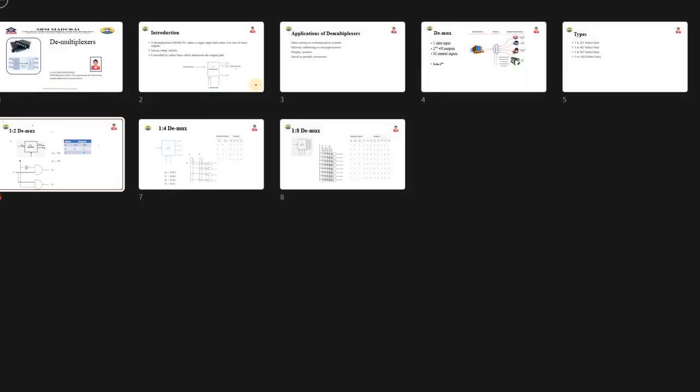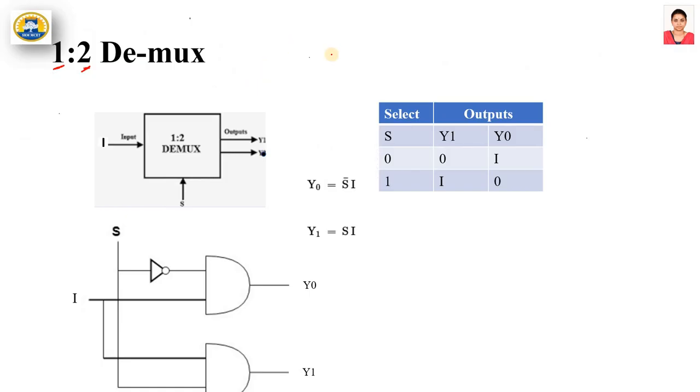So the outputs, I'm going to write it in powers of 2. So we have 2 and that can be written as 2 power 1. In powers of 2, how will you write 2? 2 power 1. So again you have here one select line. Only one select line, one input and two outputs, y1 and y0.